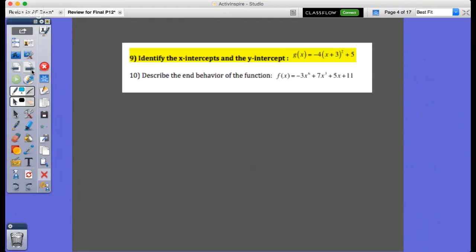If it's an even degree but positive coefficient in front, what's going to happen? Both go up. Rise left and rise right, right? Good stuff. And what about if it was negative? Both go down, right? And if it was odd, positive, what would happen? Fall left and rise right. Think of positive slope, right? And if it was odd, negative? Rise left, fall right. Good.